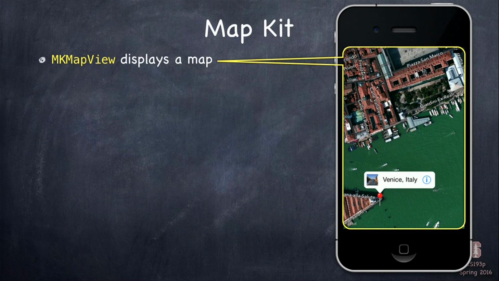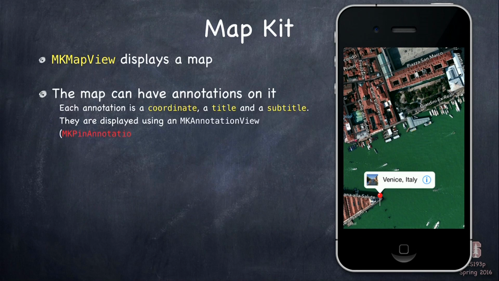Let's now talk about MapKit, which is the UI way of showing location. MKMapView is a UI view that displays a map. Okay, it looks just like the Maps app on iOS. A map can have annotations, like this little red pin down there. Each annotation has a coordinate, obviously the GPS location where that thing is, and also a title and a subtitle. There's no subtitle shown in this one right here.